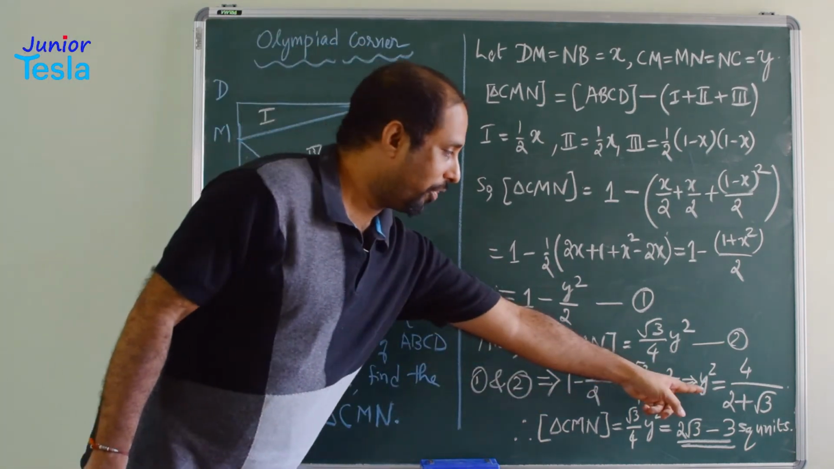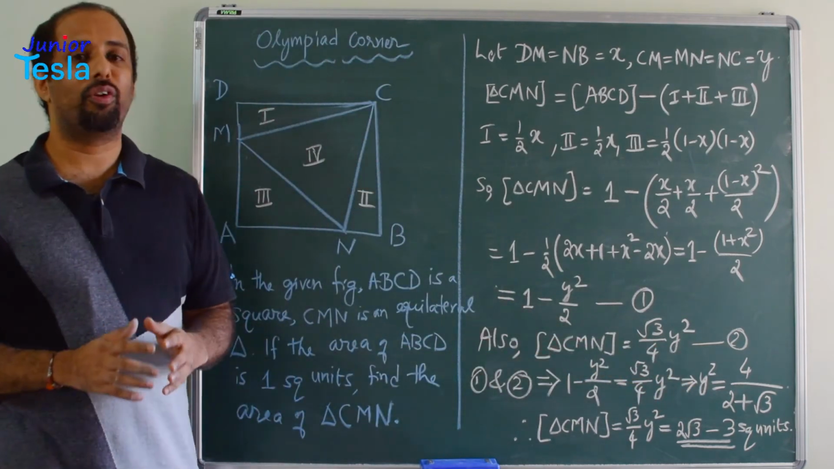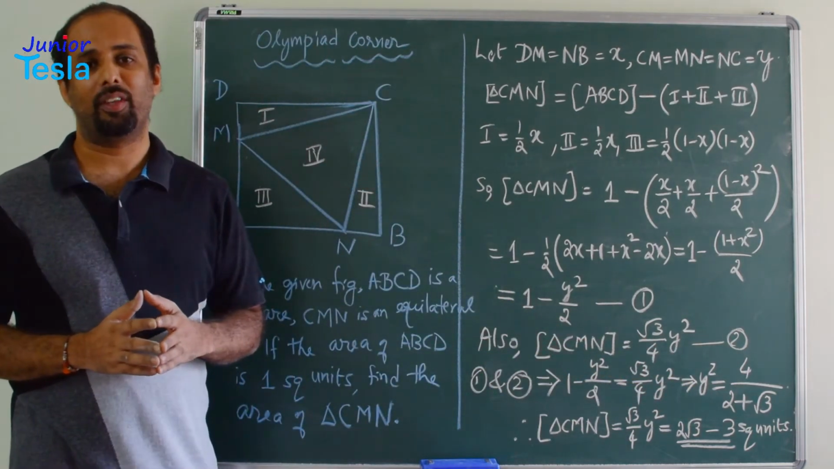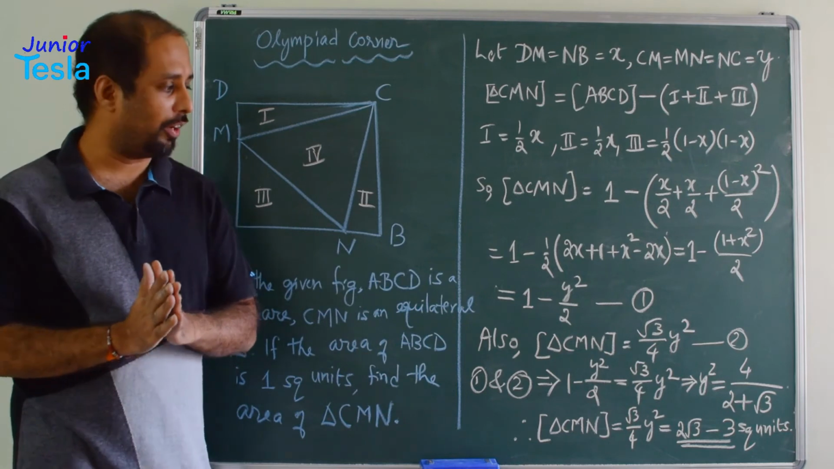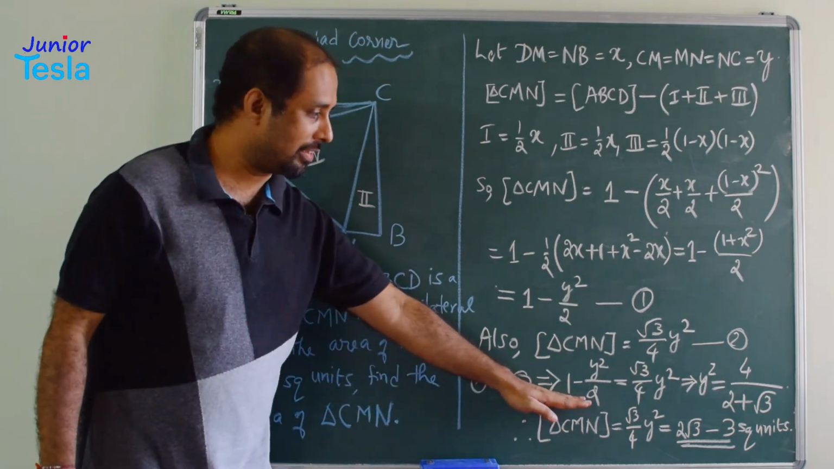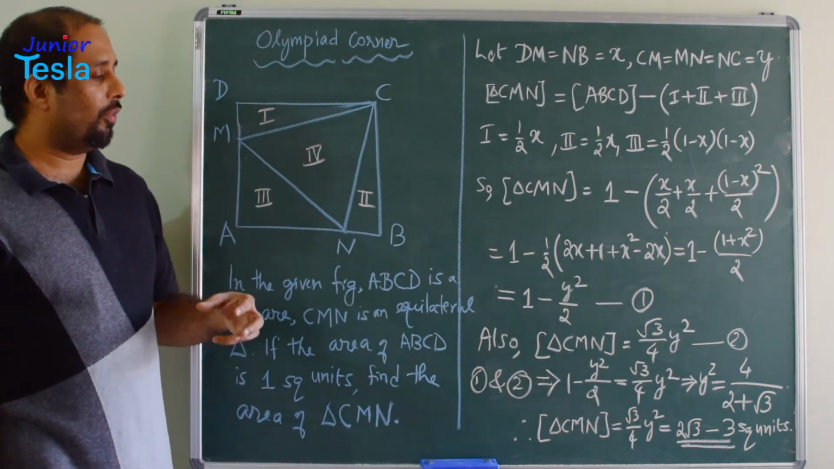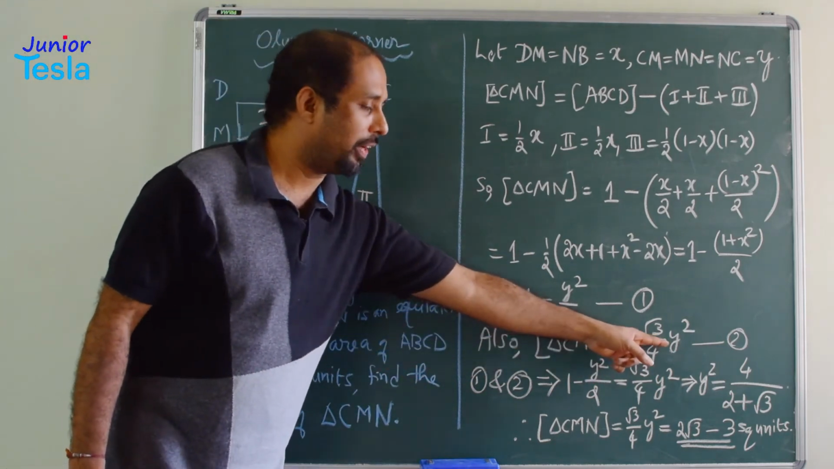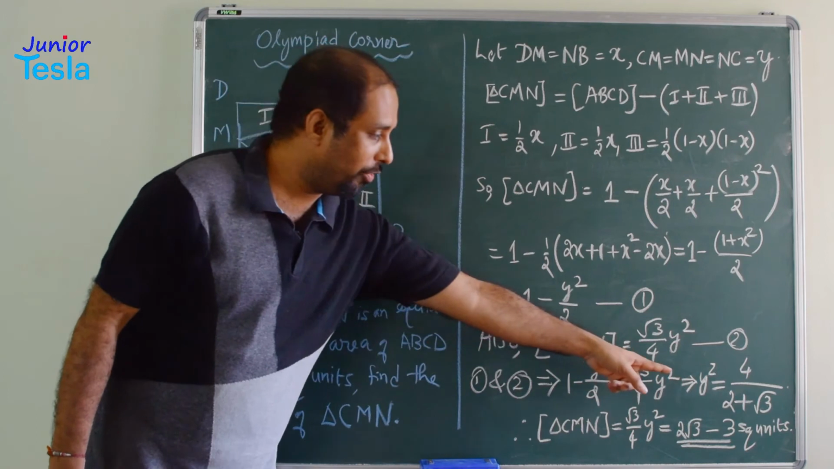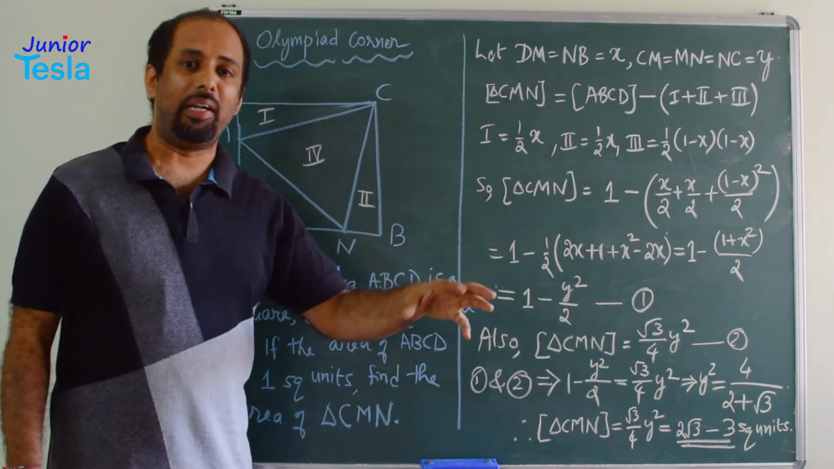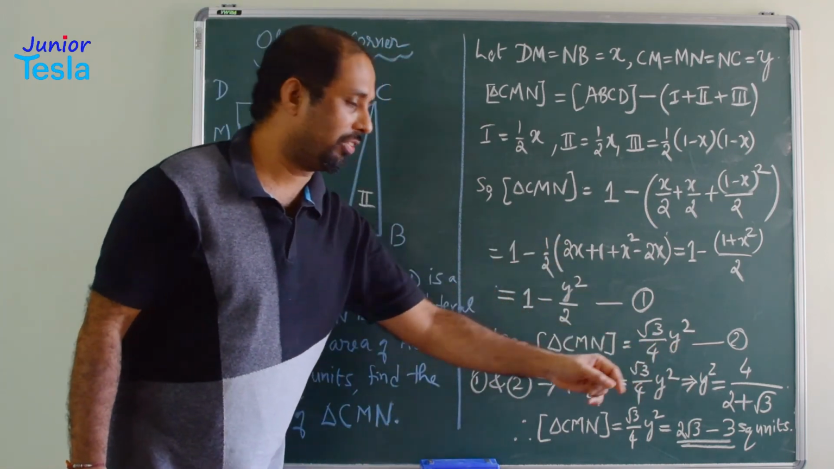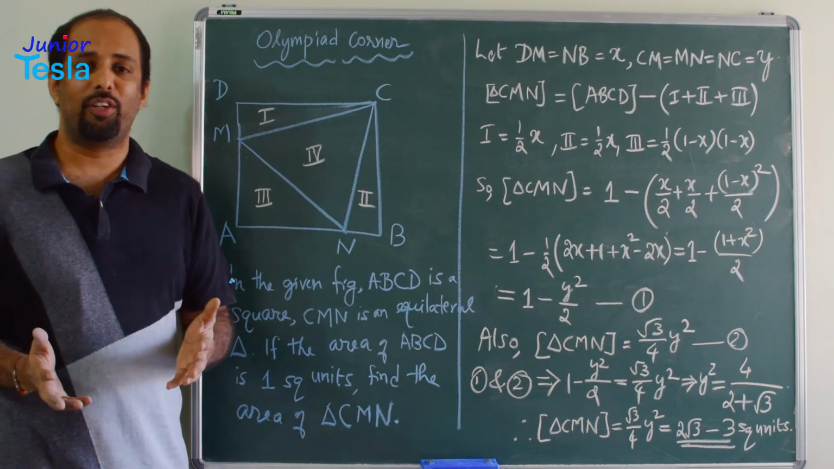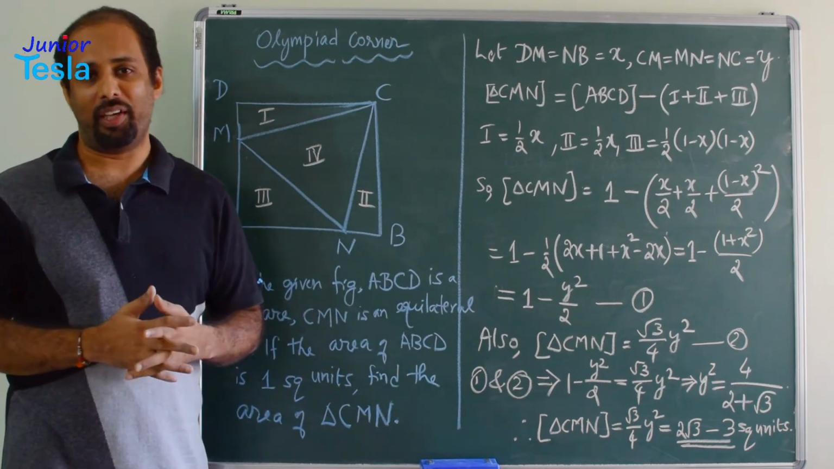So we have found the value of y square, that is equal to 4 divided by 2 plus root 3. How did we get this? By simplifying this. Now, what is the area of the triangle? Area of triangle is root 3 divided by 4 y square. Now, whatever value we have got for y square can be directly substituted here in this equation, equation number 2, and that is why I told you we need not find the value of y.